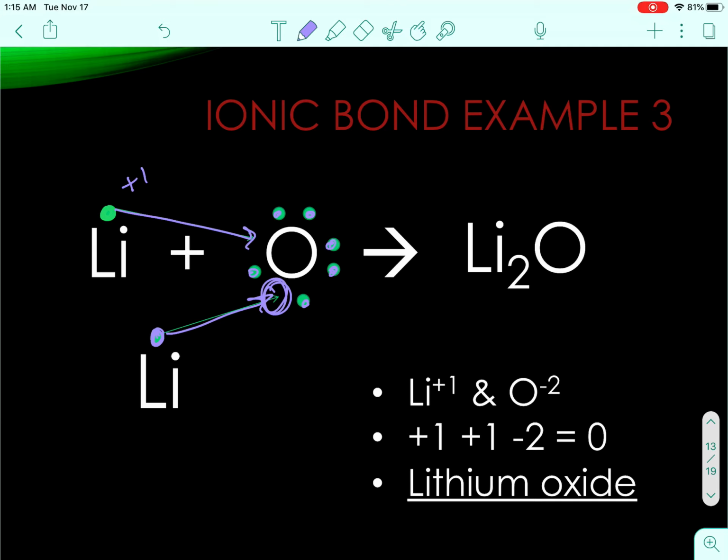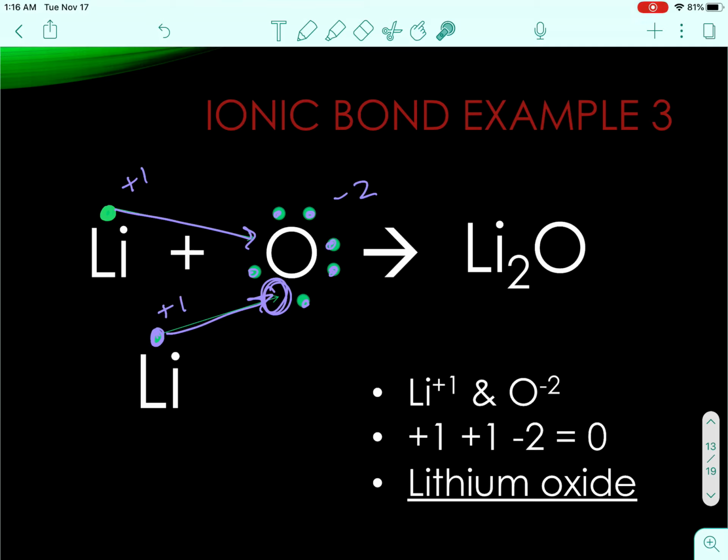Okay, so lithium forms a +1 charge when it loses 1 electron. Oxygen wants to gain 2 electrons, so that's a -2. Okay, and when we combine that, then we have our +1 + 1 - 2. That gives us 0.